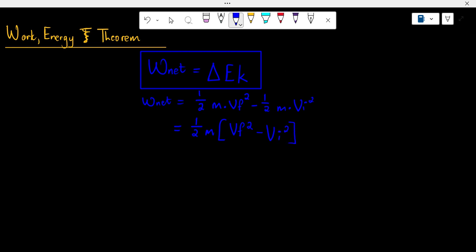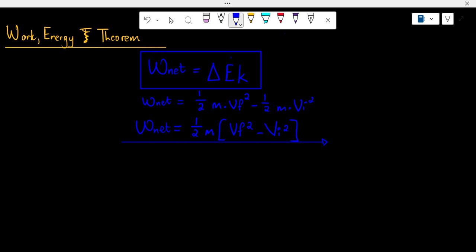Guys, please do not try to change this equation and say v final minus v initial all squared. That is completely wrong. That is totally different from what we have here. From your laws of exponents, you should know by now that you're not allowed to do that. So just make sure to not make that mistake ever. This is what we have as the work net when we've simplified it a bit further.